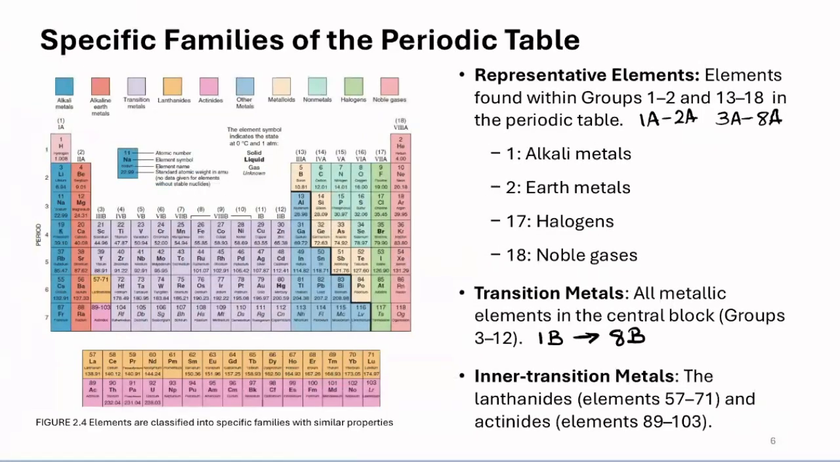And lastly, we have the inner transition metals. They're called inner transition metals because they basically live here. They are illustrated as two rows outside the periodic table, but technically they live here. The first row is known as the lanthanides, which are elements with atomic number 57 to 71. And the next row is known as the actinides, which are elements with atomic number 89 all the way to 103.